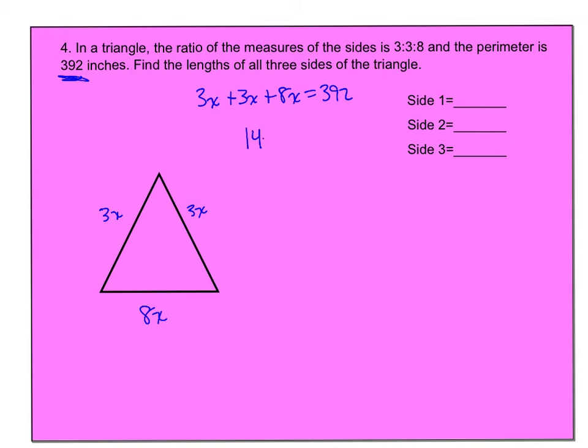So what does this become? This becomes 14x equals 392. So a little bit of algebra, and I get x to be 28. So now 3 times 28 is just going to be 84. And 8 times 28 is going to be something much, much larger. That's going to be 224. And that's my answer right there. That would be my relationship where it's 3, 3, and 8.